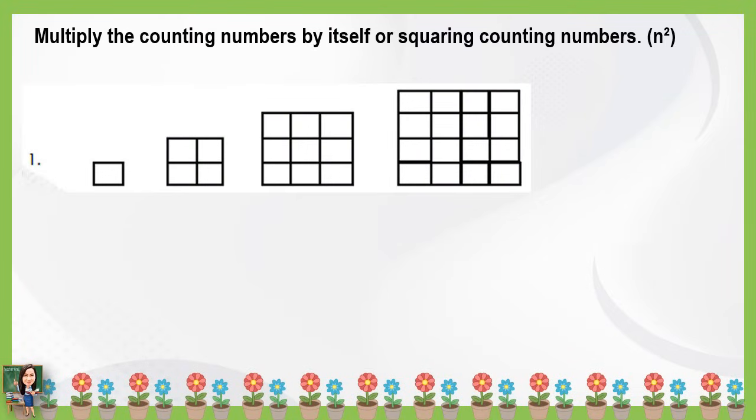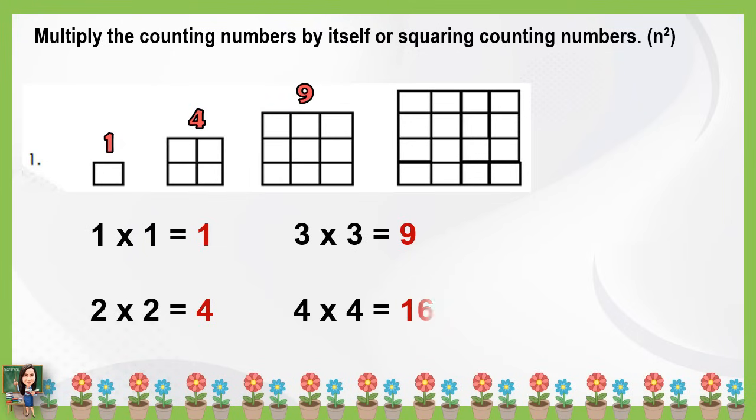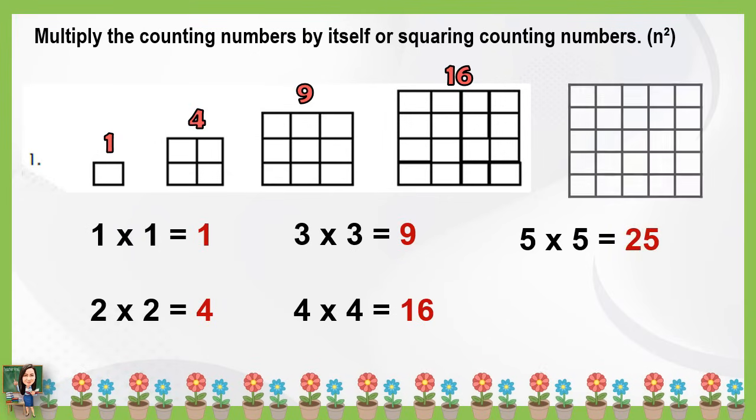Number 1. Multiply the counting numbers by itself, or squaring counting numbers, and square. Let's see. The first picture is 1 times 1 equals 1. Second picture, 2 times 2 equals 4. Third picture, 3 times 3 equals 9. And fourth picture, 4 times 4 equals 16. So that means, to get the term, multiply the counting number by itself. Then let's draw the next term. 5 times 5 equals 25.